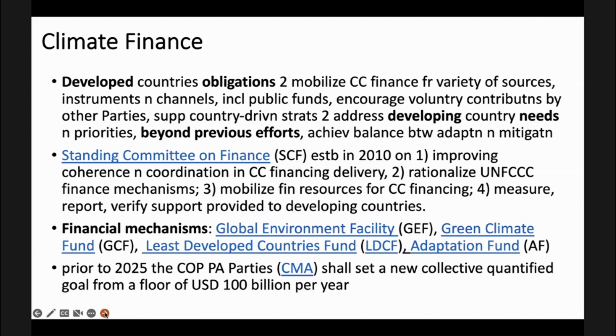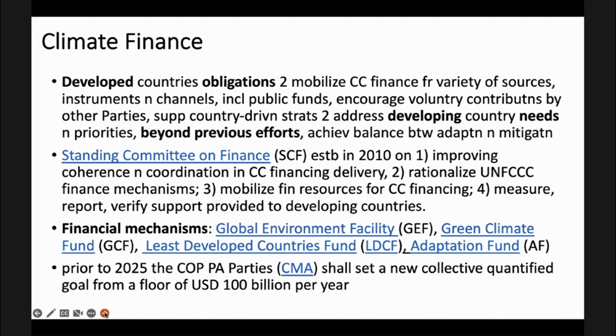A standing committee on finance has identified the need to improve cohesion and coherence, coordination and coherence, and rationalize the UNFCCC's finance mechanisms. There are 4 of them, which you'll see. Mobilize financial resources for financing and measure, report, and verify the support that has been provided to developing countries. We need to do more and we need to act faster.